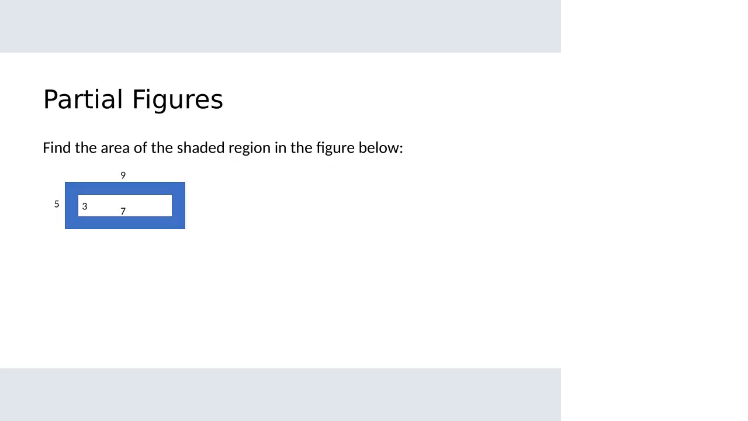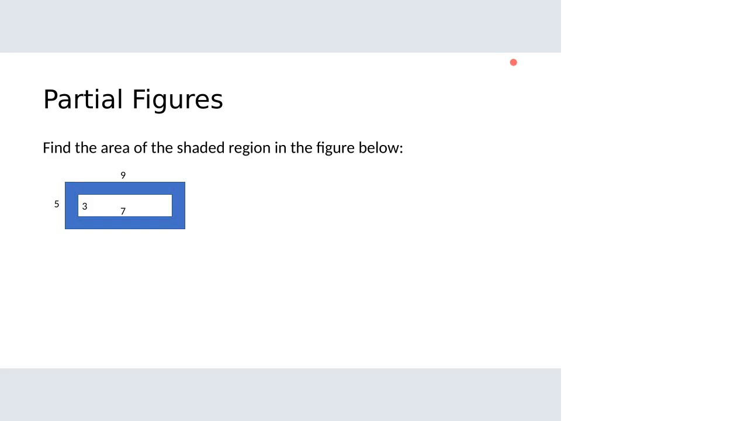Okay. Here's one that's kind of fun. Find the area of the shaded region in the figure below. You may remember this from an algebra class somewhere along the line where there were variables involved. We're not going to do that, but essentially what we've got here is this swimming pool, and we have a walkway that goes around the swimming pool, and what we want is the area of the walkway.